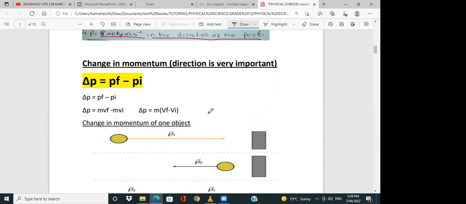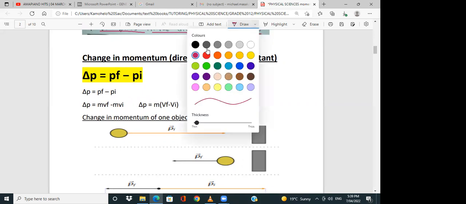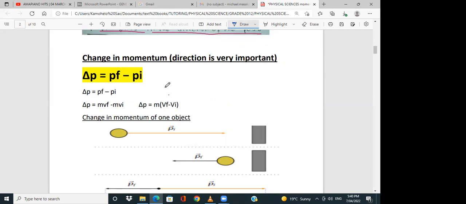Now, this is a subtopic in the topic of momentum. Now we're going to deal with something I would like to call change in momentum, guys. Change in momentum. It's when an object is moving like this.